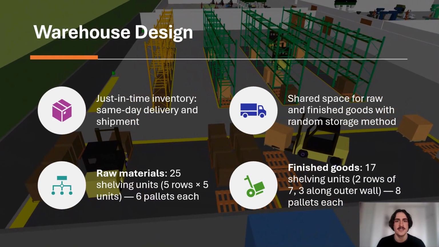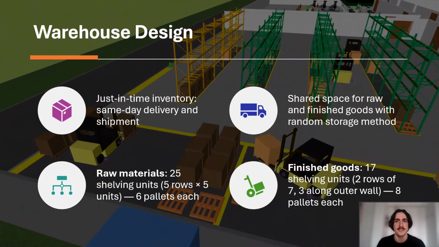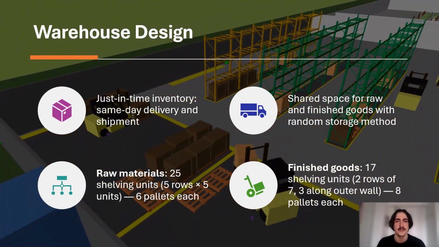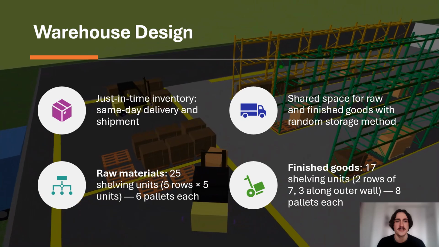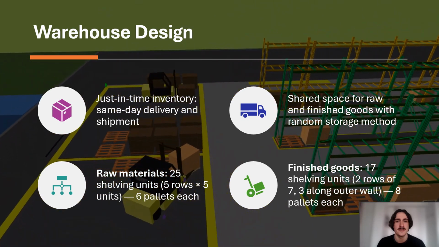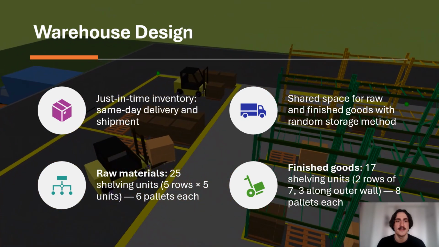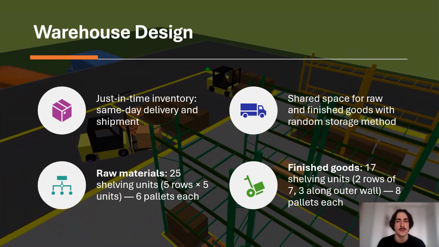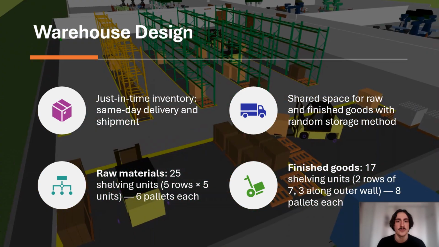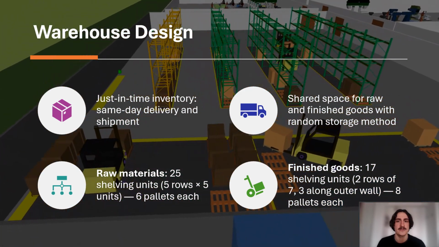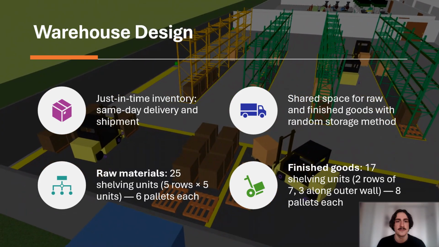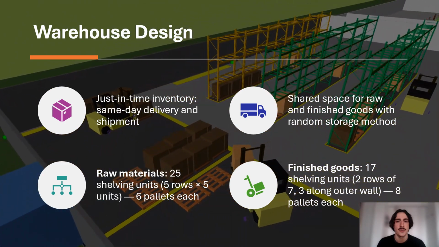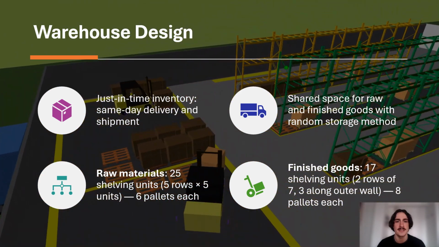We implemented a just-in-time strategy where raw materials are delivered daily and consumed in the same day. Finished goods are stored temporarily before shipment. We used a random storage method since both raw and finished products don't require long-term tracking. The warehouse includes 25 shelving units for raw goods and 17 for finished goods. This ensures we meet daily storage needs while minimizing unused space.